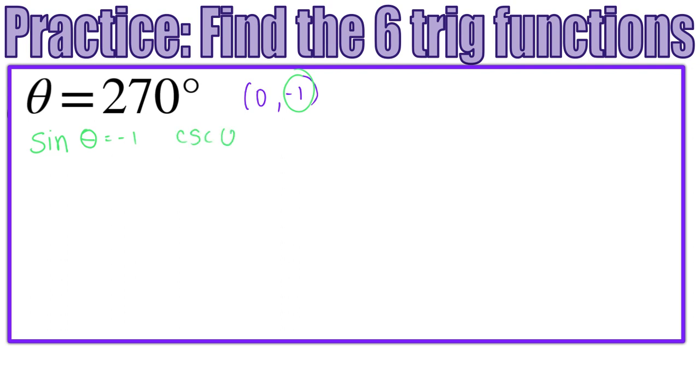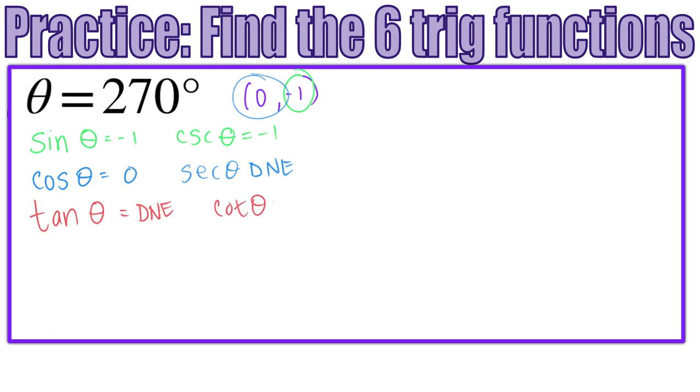Cosecant is just the reciprocal of sine, so that is also -1. Cosine is going to be the x-coordinate, which is 0. Now we can't reciprocate 0, which means that secant of theta is not going to exist. So we're going to write DNE for does not exist, because we can't take the reciprocal of 0. Tangent of theta is sine divided by cosine, so -1 divided by 0. That is also not going to exist. Cotangent of theta is going to be the reciprocal of that, so 0 divided by -1, which is going to be 0.